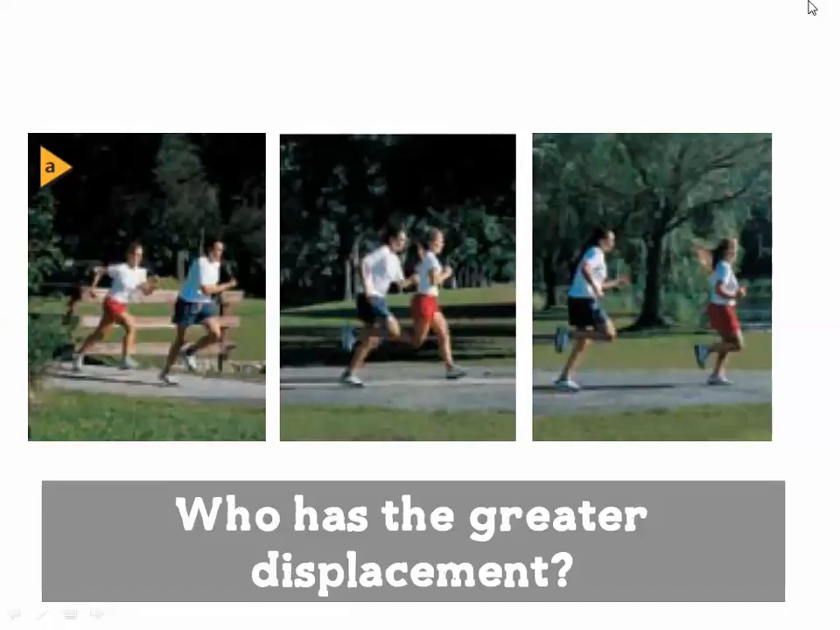Now, let's suppose you are filming two runners racing in the park. We'll describe these runners as the runner in the red shorts and the runner in the blue shorts. Let's say that each of these three frames was taken at three equal time intervals. Which one of these two will have the greatest displacement during that time interval? It would be the girl in the red shorts, because she starts behind the man in the blue shorts, ends up passing him, and actually goes beyond the tree.